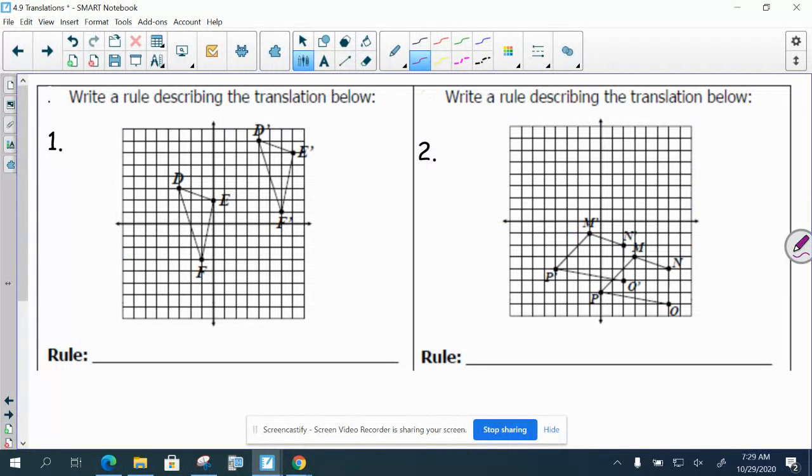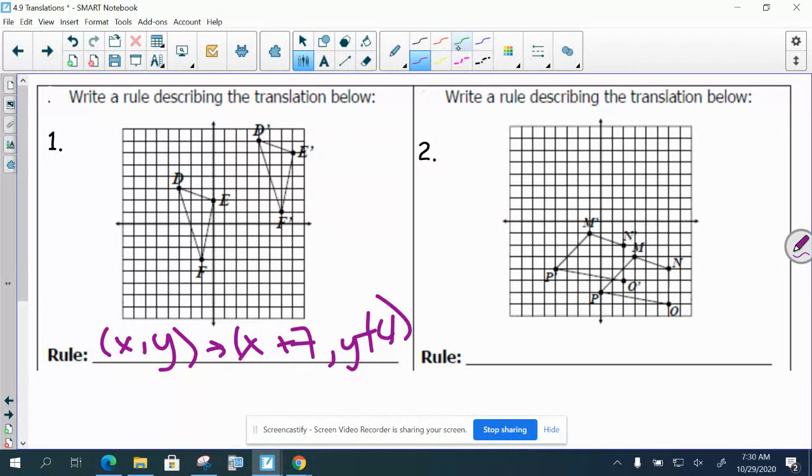All right. So write a rule describing the translation below. So first we're going to write the rule. First you're going to do the x comma y, which is going to be this figure here. And then how far are you moving horizontally to get from d to d prime? So 1, 2, 3, 4, 5, 6, 7. So x plus 7. And then y plus 1, 2, 3, 4.